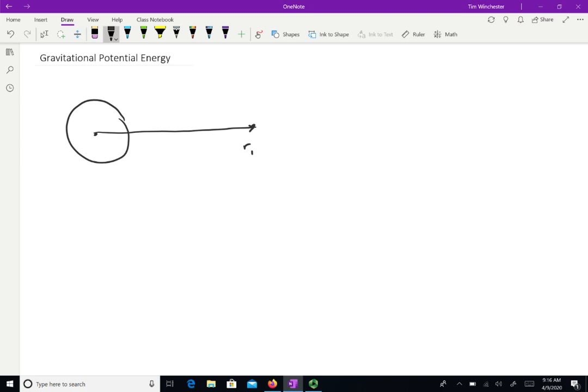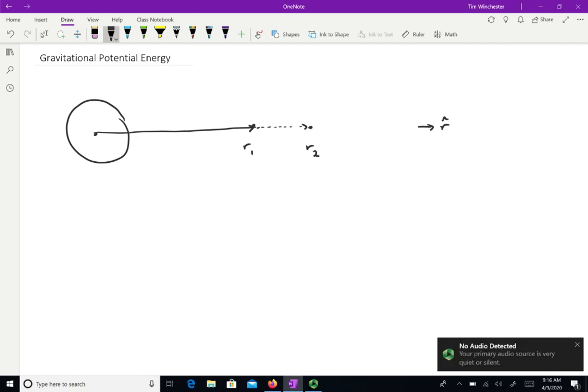And I'm going to imagine that this sets up my axis, and so r hat vector is going to be to the right. All right. And let's imagine that an object is going to move from R1 to R2. Okay, so from some position to some other position. I'm going to, in this case, have it move to the right.